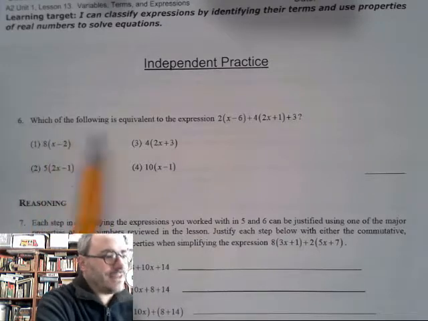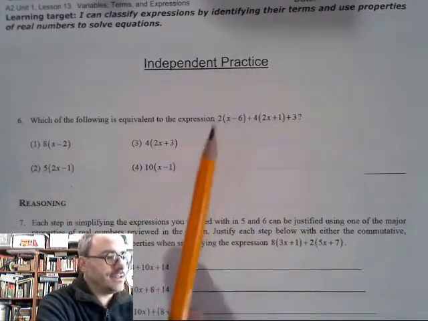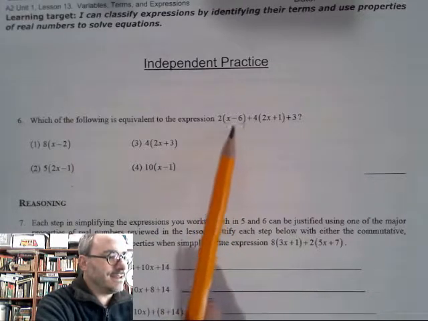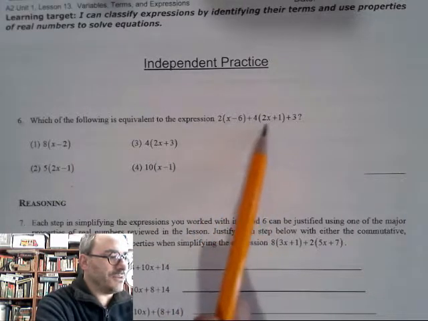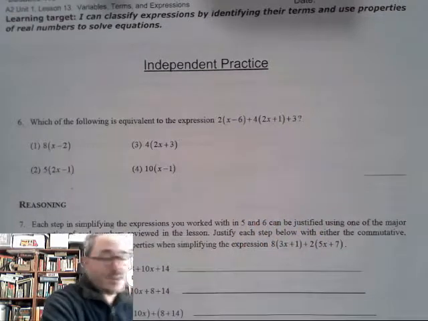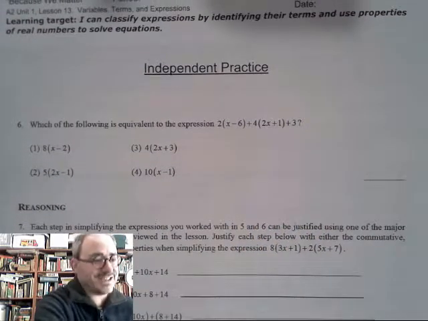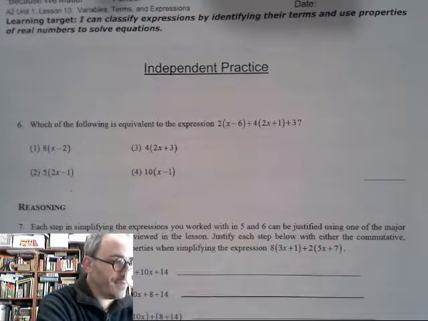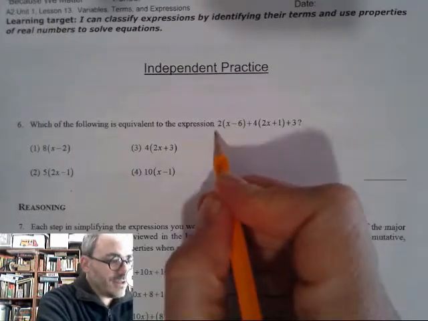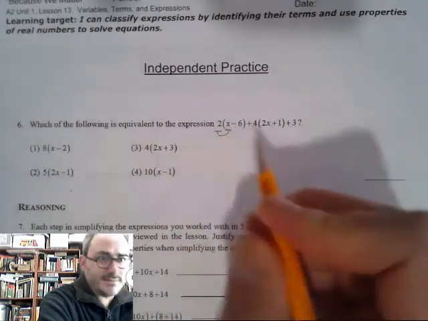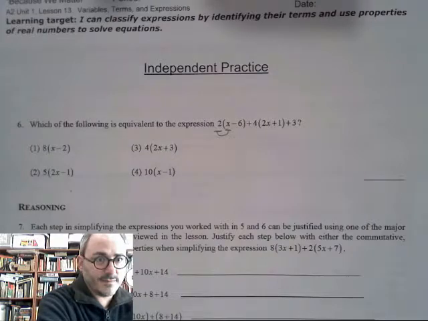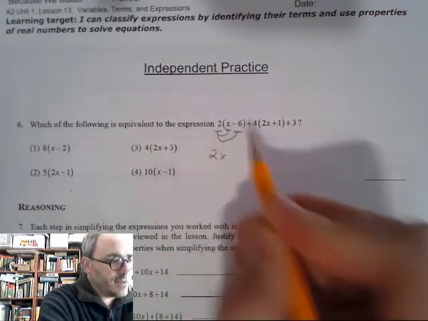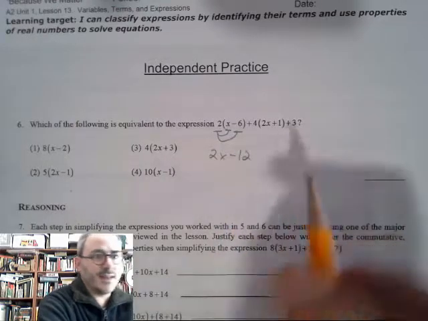All right. Which of the following is equivalent to the expression 2 times the term x minus 6, plus 4 times the term 2x plus 1, plus 3? We're going to need to distribute things out, find out what this simplifies to, to figure out what we're looking at here. All right, well, let me start distributing. 2 times x is just 2x. 2 times negative 6 is negative 12.